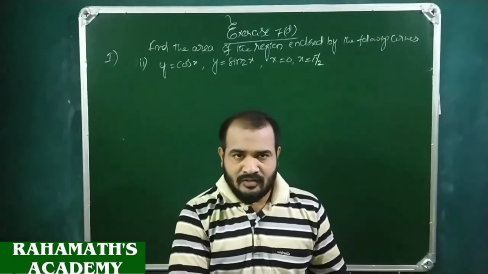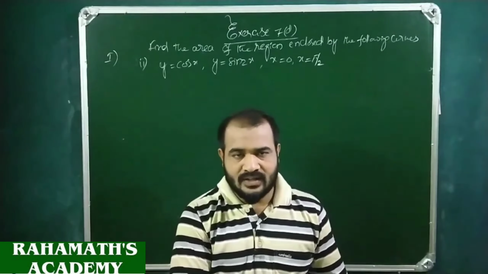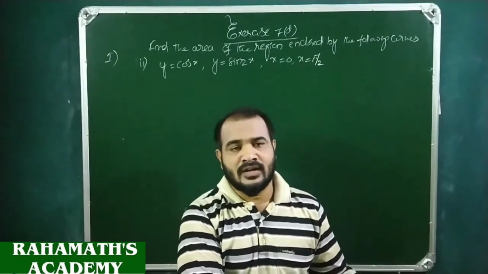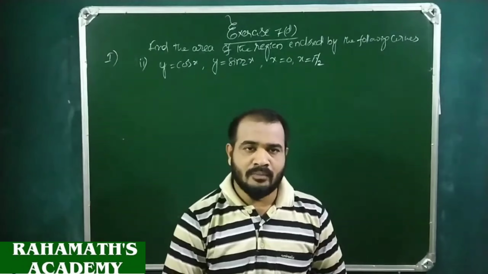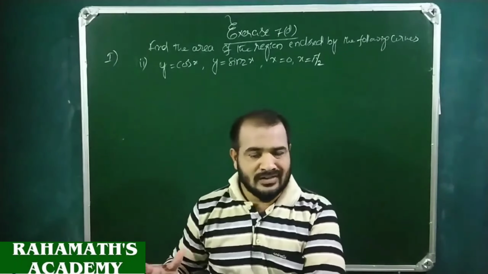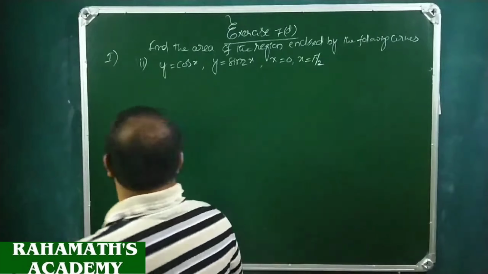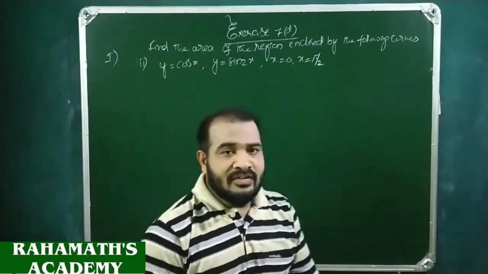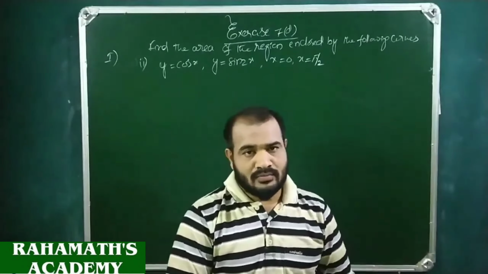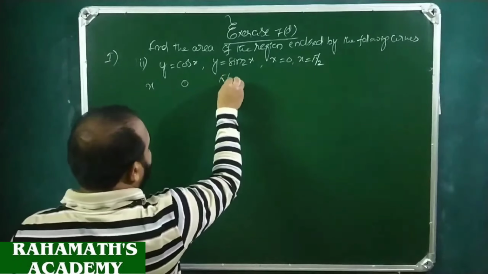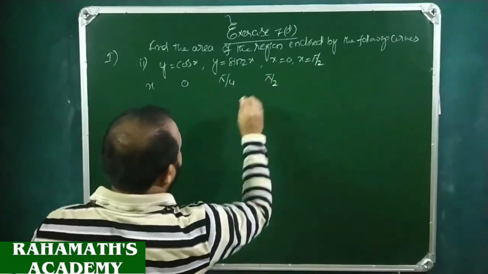Since it is a very new topic, you might not be familiar with dealing with this kind of curves. Therefore, I request you to be attentive while listening to these classes. So, this is x equals 0, x equals pi by 2. I will take the interval pi by 4. So, x equals 0, pi by 4, pi by 2.